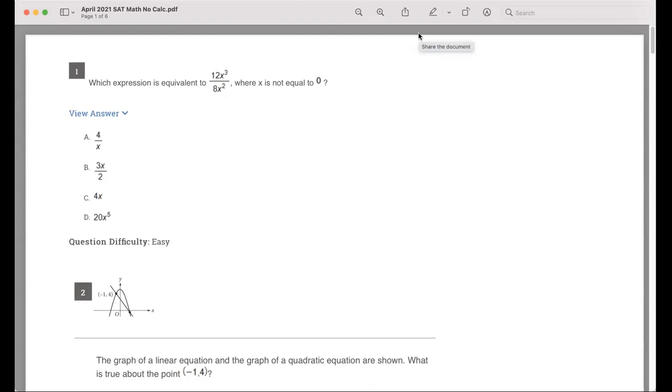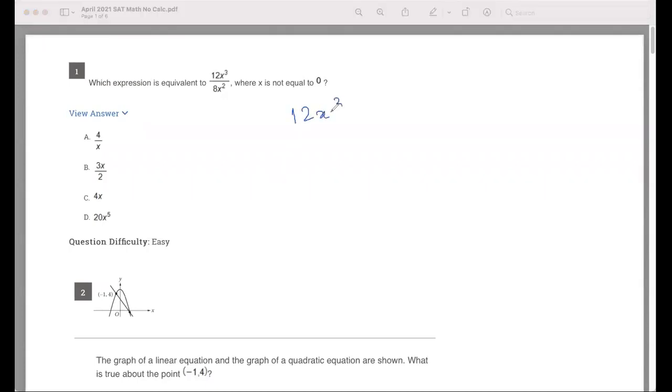So I've decided to solve this paper live to help you understand the concepts that you need to know for SAT. I'm starting with the no calculator section. So let's begin. Question 1, which expression is equivalent to 12x cubed divided by 8x squared when x is not 0?